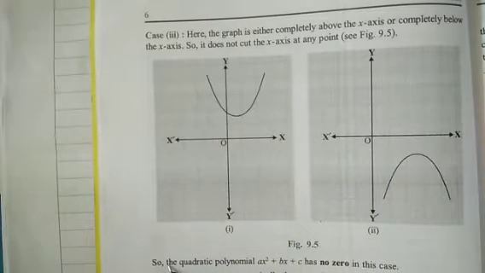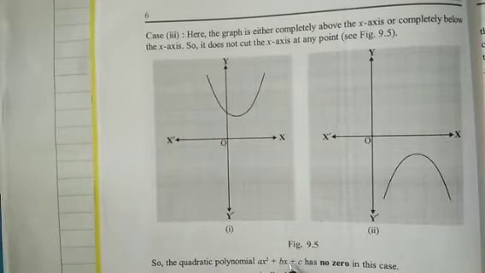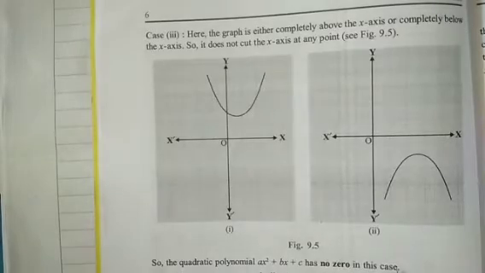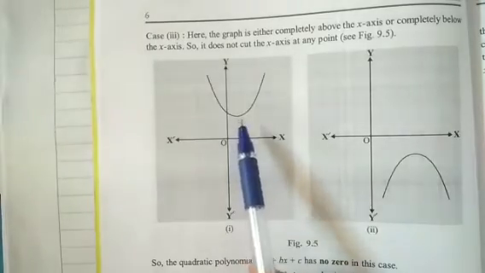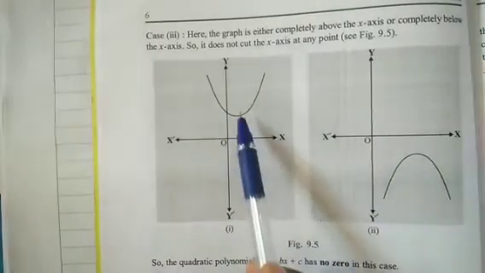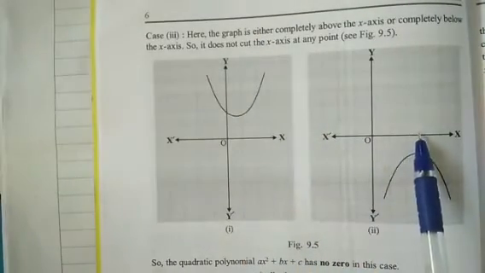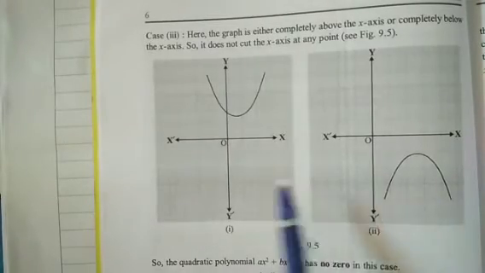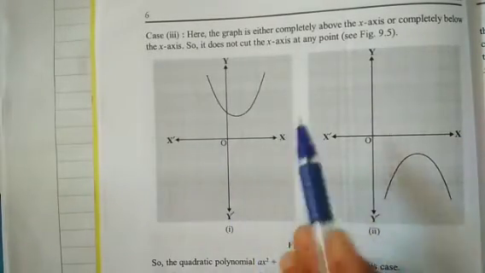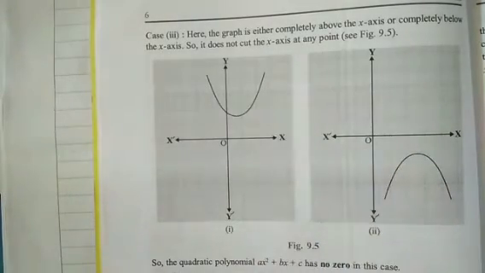So finally, the quadratic polynomial ax square plus bx plus c has no zero in this case. You can observe no zero because the graph does not cut the x-axis. The graph is completely above the x-axis in figure 1 and completely below the x-axis in figure 2. Conclude that the quadratic polynomial ax square plus bx plus c has no zero in this case.